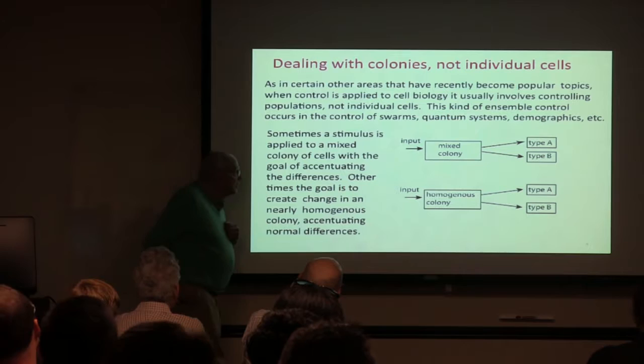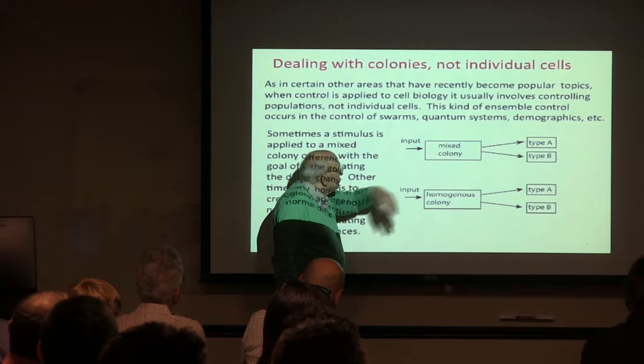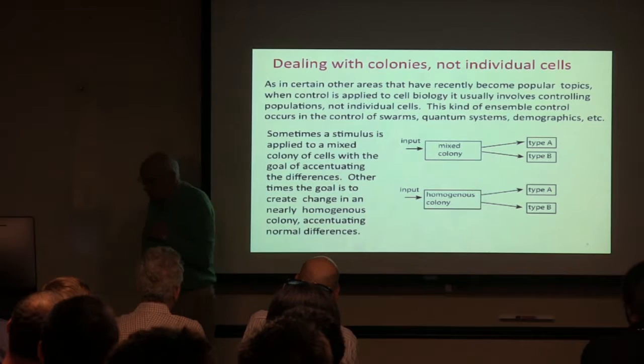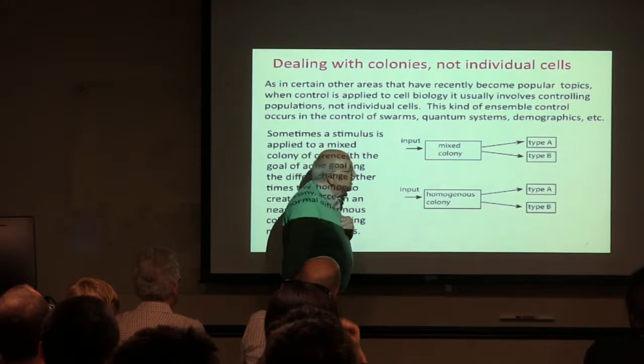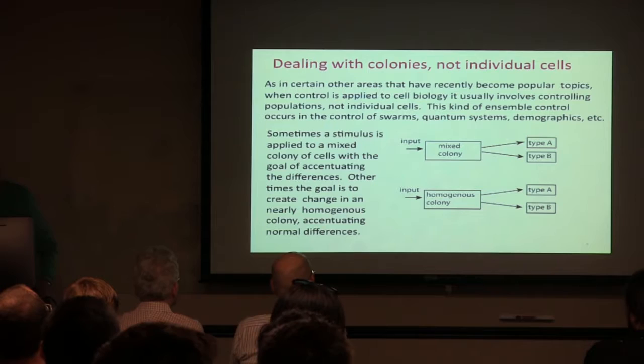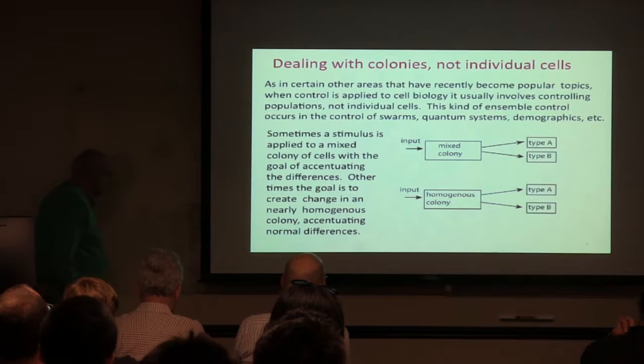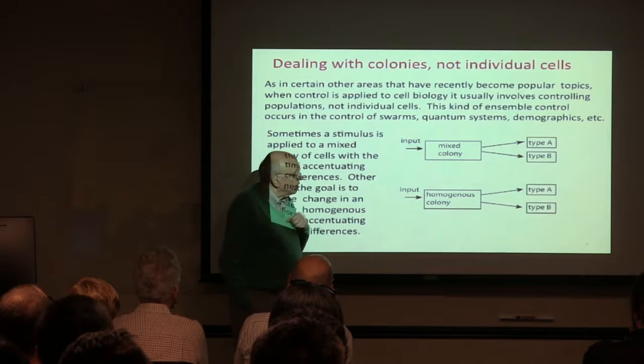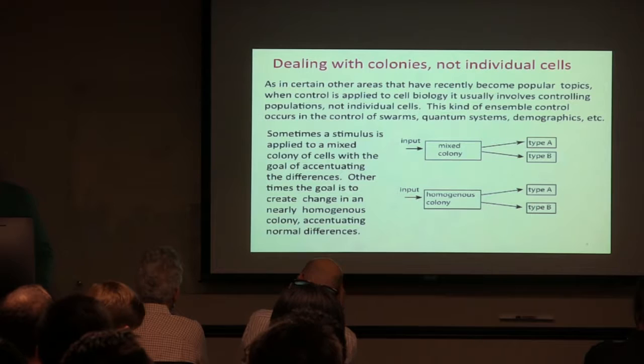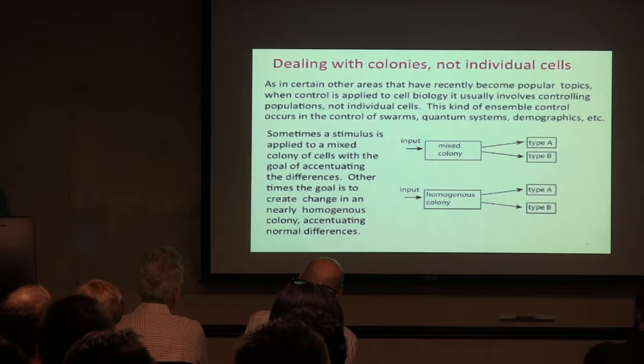And generally speaking, what I'll be talking about is one of two sorts of problems. One of them is you have a mixed colony, say partly cancerous and partly healthy, and you put in an input that would try to accentuate the difference so that you can exploit that difference with some kind of treatment. Another possibility is you have a more or less homogeneous colony and you want to amplify the small differences that occur there, and again, possibly for some use like separation of the cells into subsets.